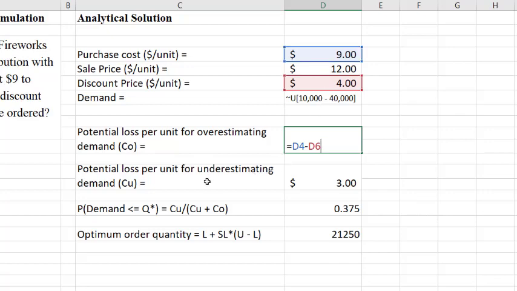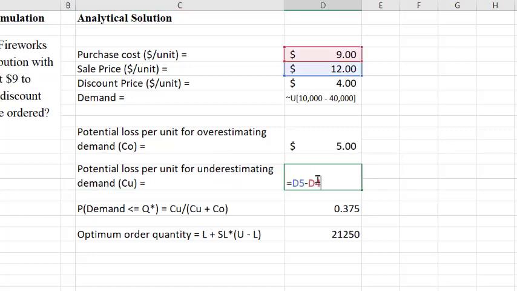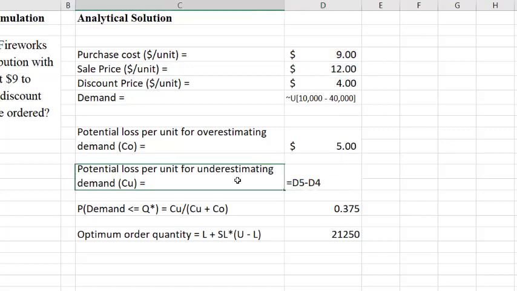Next, we have to calculate what is called the potential loss per unit for underestimating the demand, or CU. In this case, the CU is equal to the sale price minus the purchase price, for a profit of $3 per unit. Next, we will calculate the P of demand less than or equal to Q star, which by definition is CU divided by CU plus CO. In this case, this is going to be 0.375.